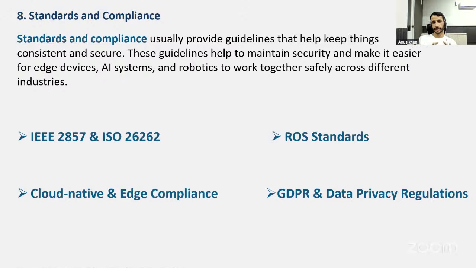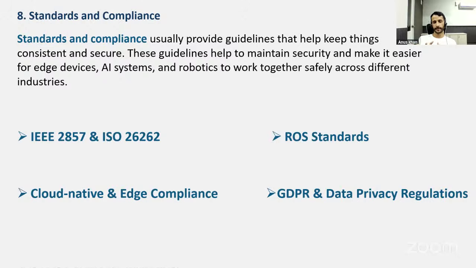So that's why standards and compliance provide us clear guidelines to help keep things consistent and secure. What standards and compliance do we have? IEEE 2857, which gives us clear guidelines to implement security on the neuromorphic edge architecture. ISO 26262 gives us clear guidelines to implement security on autonomous systems, safety, and functional reliability. ROS standards give us clear guidelines to implement security on the robotics components, their integration and communication.